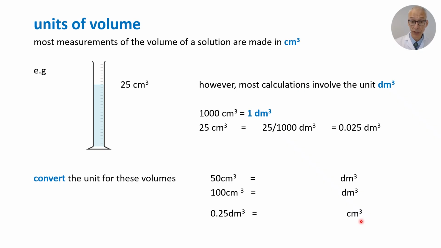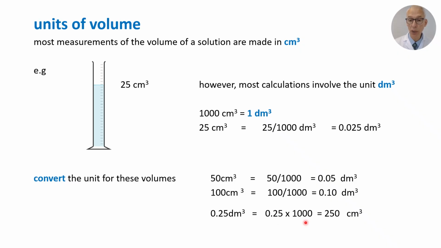So I'm about to reveal 50 centimeters cubed. We divide by 1000 to achieve 0.05 dm cubed. 100 centimeters cubed divided by 1000 gives you 0.1 dm cubed. But to turn decimeters into centimeters cubed, I hope you've worked it out. If not, here we go. 0.25 decimeters cubed times 1000 gives you 250 centimeters cubed.